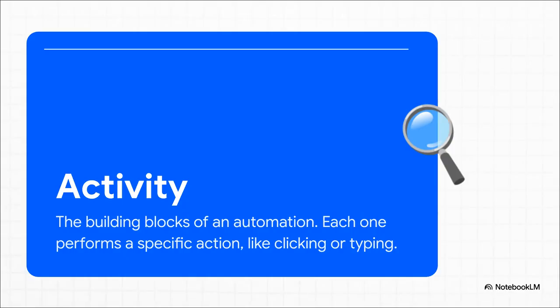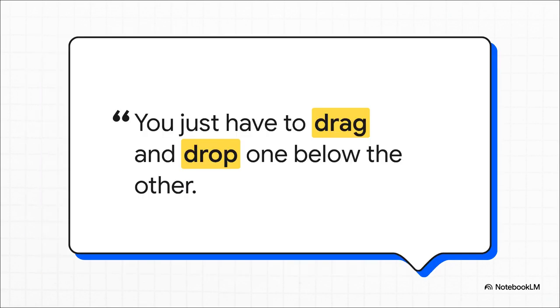So the key thing to understand here is that you're not writing a bunch of complex code. Instead, you're using these little building blocks called activities. Just think of them as pre-made actions. One activity might be click a button. Another might be type some text. Your job is just to put them together. And honestly, it's about as simple as it sounds. The tutorial from Markesh, who's a pro at this, puts it perfectly. You literally just drag and drop these activities one after the other to build your sequence.